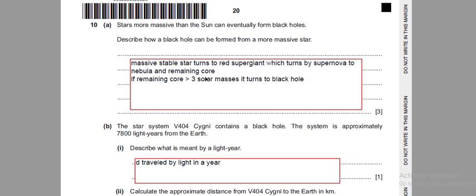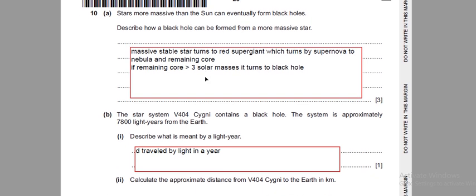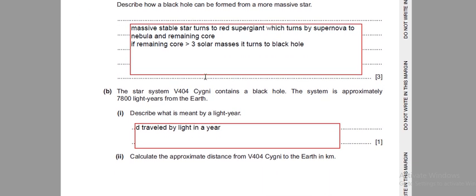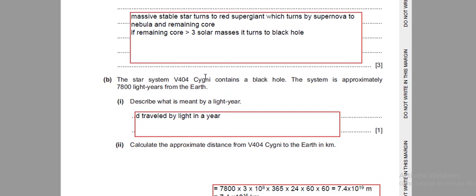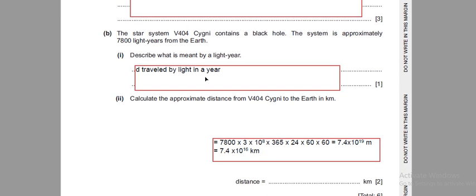Stars more massive than the sun can become black holes. Describe how. A massive stable star turns into a red supergiant, which turns into a supernova and becomes a nebula, and the remaining core, if this remaining core exceeds 3 solar masses, will turn into a black hole.